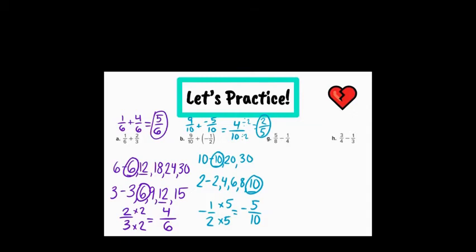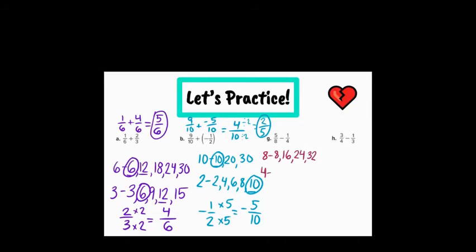So since these are unlike fractions, we need to find the least common denominator first. Let's go through and find all of the multiples for 8. 8 times 1 is 8. 8 times 2 is 16. 8 times 3 is 24. 8 times 4 is 32. And we can do our multiples for 4.